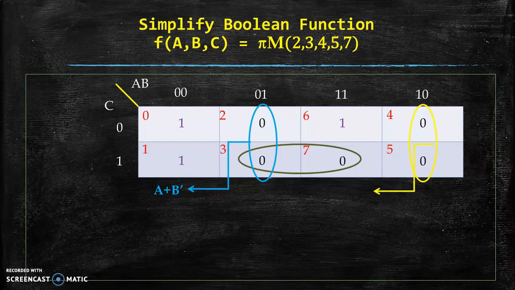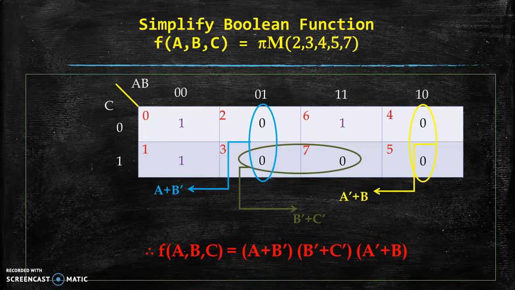Same way for the other vertical pair, the C variable is again eliminated and for AB it is 1 0. So we can write A bar plus B. And for the horizontal pair, A is shifting from 0 to 1, so A is eliminated, B is common, 1 1, so B bar can be taken in the sum term. Same way for C, it is a 1, so it can also be considered as C bar, and the sum term can be written as B bar plus C bar. So we have three groups, we have three sum terms.